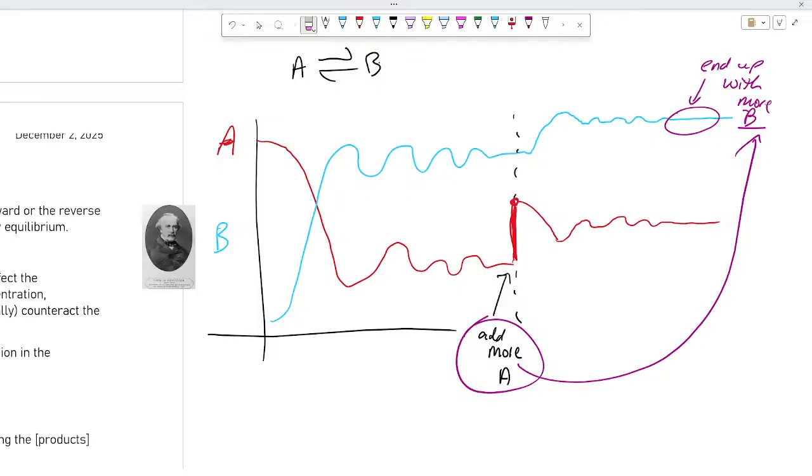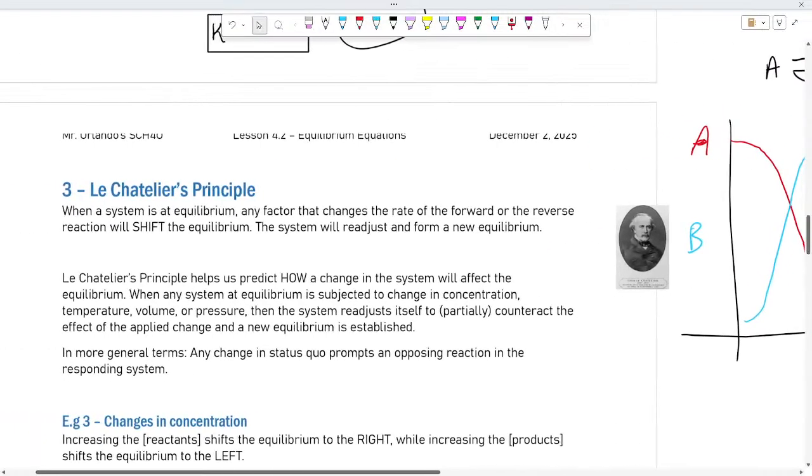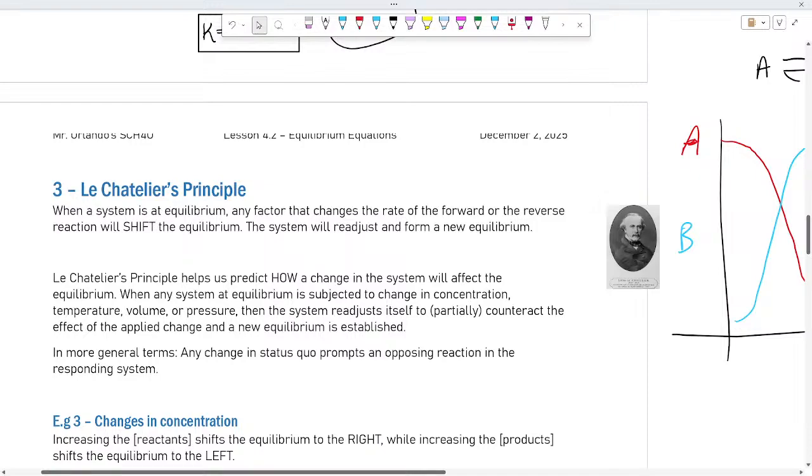But here's the point. You've got a little kid you're trying to put the snowshoes on. You put the boots on, what are they going to do? They're going to take the boots off. You put a hat on, they're going to take it off. Whatever you do, they're going to undo. This is Le Chatelier's principle, which basically says that's how a system at equilibrium works. Whatever change you introduce, the reaction reacts to it by shifting in the opposite direction. Does that kind of make sense?